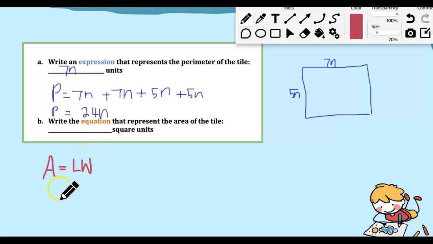Okay. So we also know that the length will be 7n and the width is 5n. So we could just multiply 7 times 5, which is 35. And we know that n times n is n squared, if you still remember our rules in multiplying exponents, right?